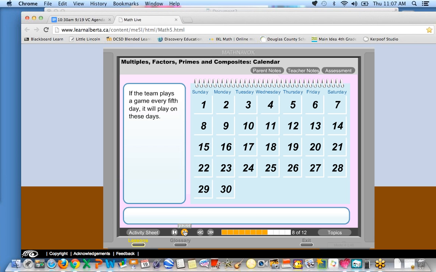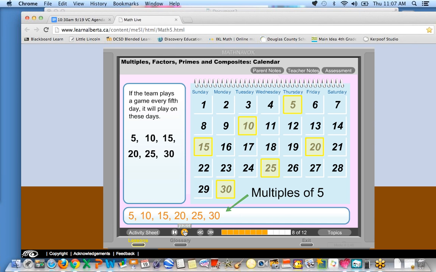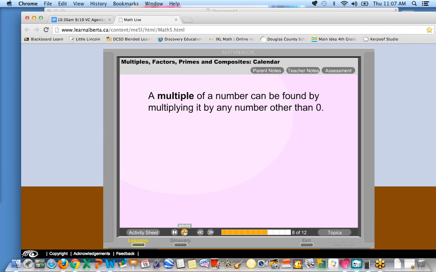If the team plays a game every 5th day, it will play on these days. Easy. Multiples of 5. All of the days that we have soccer games are multiples of 5. A multiple of a number can be found by multiplying it by any number other than 0.